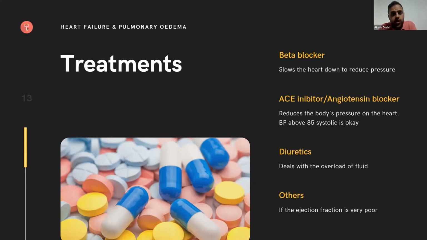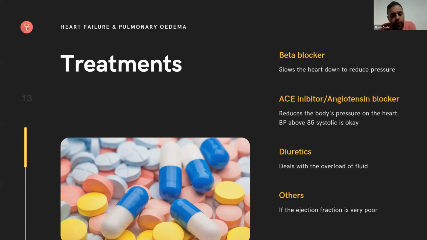So the first line drug we use is a beta blocker. The beta blocker slows the heart down, reducing pressure. ACE inhibitors or angiotensin blockers again reduce the pressure on the heart. The body is trying to push up the blood pressure, the body is trying to push up everything, and the ACE inhibitors and angiotensin receptor blockers reduce all of this. Yes, as a result, the blood pressure will go down, but that's okay.